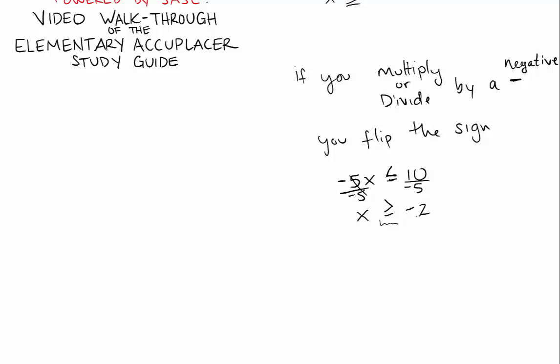Because if I didn't say that and I chose something that was actually less than negative 2, so let's say 0 is less than negative 2, well, no, I'm sorry, 0 is not less than negative 2. 0 is greater than negative 2. If I chose something less than negative 2, like say negative 3, and I didn't flip my sign, and I put it into my original equation, I would have negative 5 times negative 3 is positive 15, and my equation would look like positive 15 is less than or equal to 10, and positive 15 is not less than or equal to 10. Positive 15 is greater than 10.